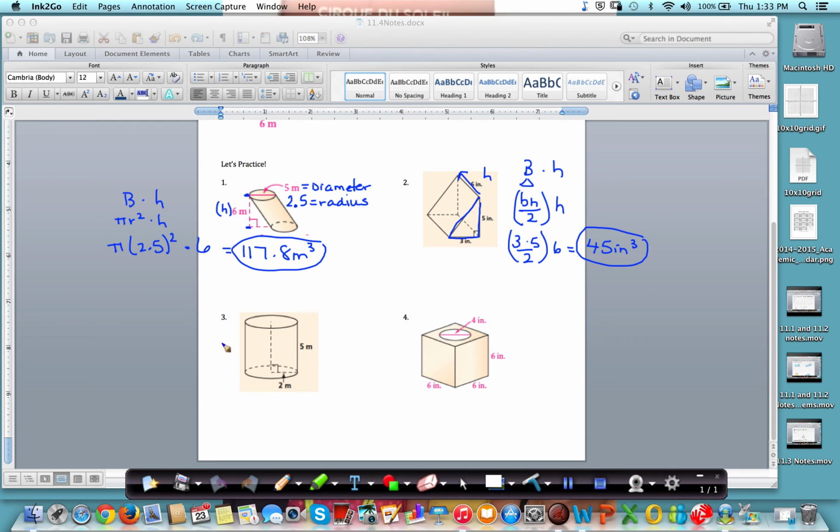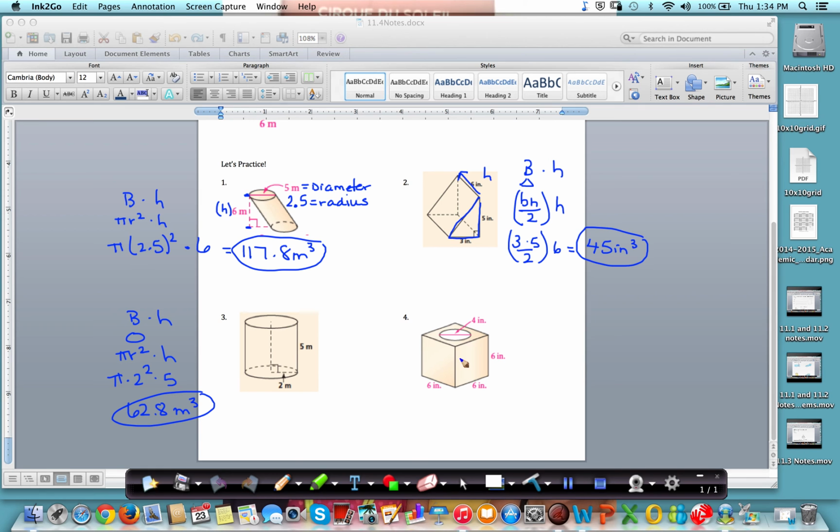Number 3, also cylindrical, okay? So we have to do, again, base times height. The base is a circle. Pi r squared times h. I like to just write my formulas down always when I start. What formula am I using? What do I need? It helps me to figure out what I still have left to find, and then go ahead and plug it in. So pi times the radius of 2 squared times the height of 5 gives me 62.8 meters cubed.